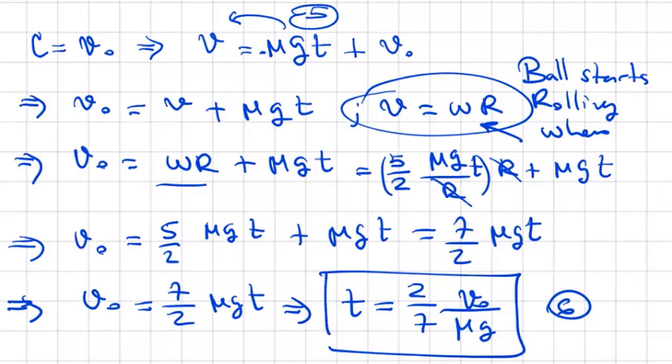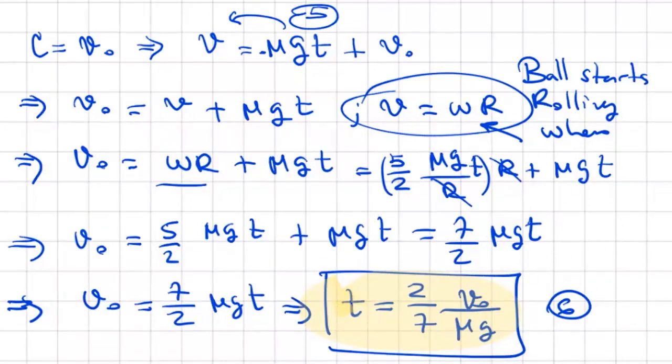Okay, we have the time when the ball gets the velocity v. Initially the velocity is v0, but when the time is t, the velocity is defined by equation number 6. And that happens when the ball starts rolling and gets rotational motion. Okay, guys? This time is just when the ball starts rolling. We need to know that.